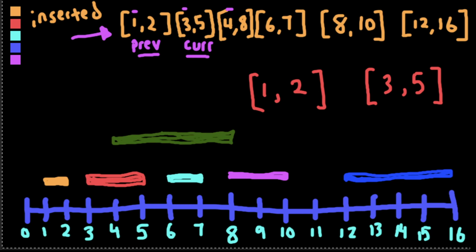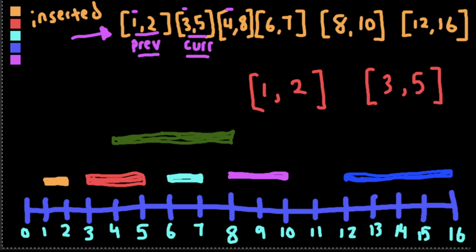It's just a mental trick that you should do for this particular type of problem, or sometimes when you want to compare one item to its neighbor. So you set the previous to the very first item in the inserted intervals, right? So it's going to be 1, 2, and then you set the current to the one right after that.